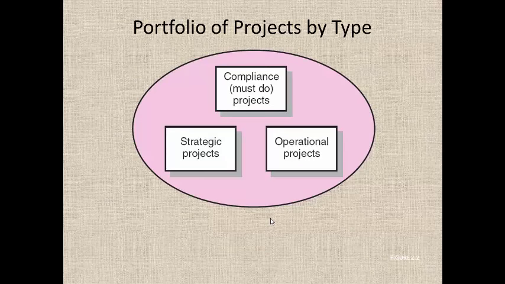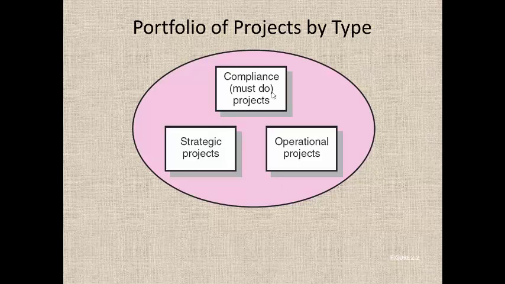You can say compliance projects, strategic projects, operational projects. This is a kind of portfolio type of projects. In terms of strategic projects, you are trying to execute the organization strategy in terms of projects. You have the strategy, the vision, mission, objectives, goals. From objectives, you get into projects, and then you select the projects and execute the projects. That executes the strategy of the organization.